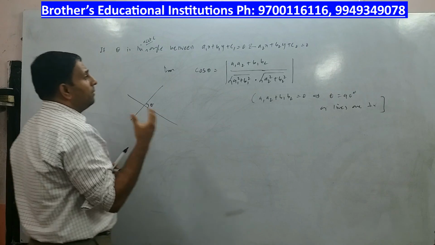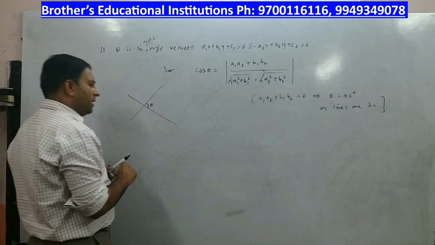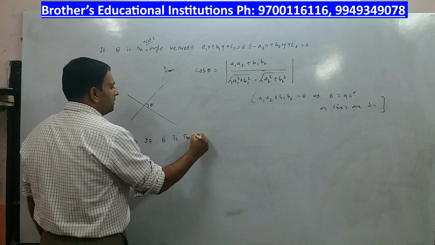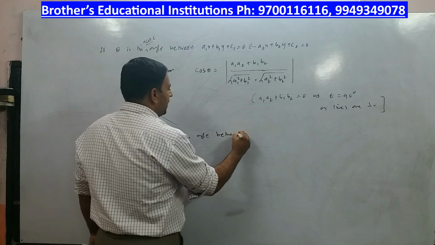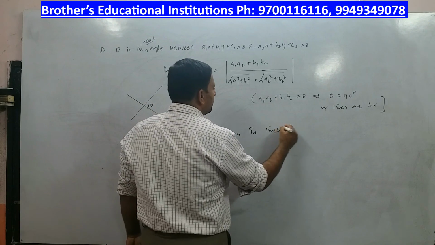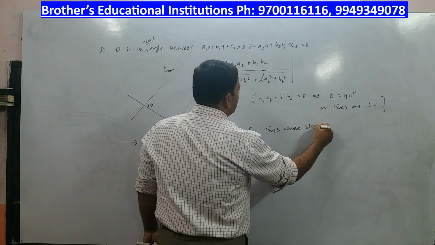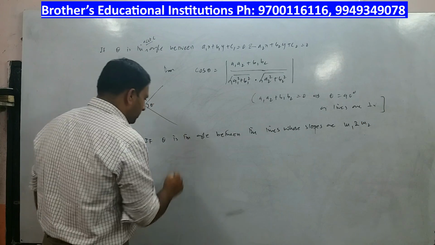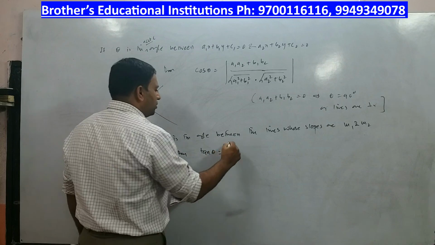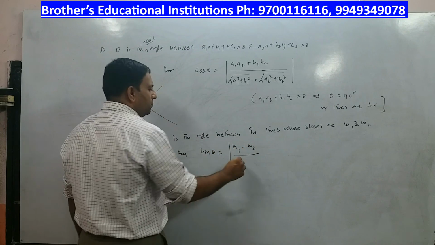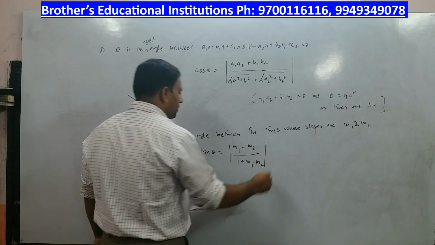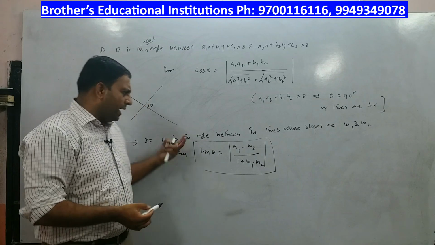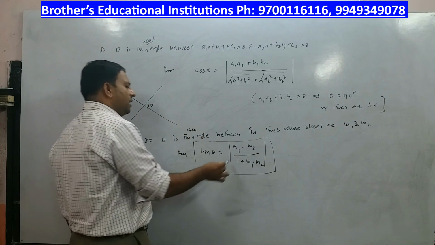Now this is one way of dealing with things related to angle. I would also say if theta is the angle between the lines whose slopes are m1 and m2, then tan theta is equal to modulus of m1 minus m2 by 1 plus m1 into m2, right? So this is also a formula to understand the angle between two lines. And again I am mentioning this is the acute angle, therefore this will be modulus.